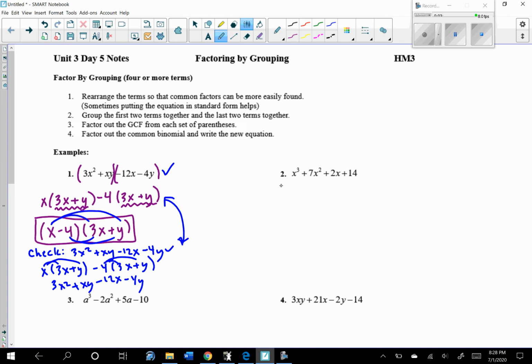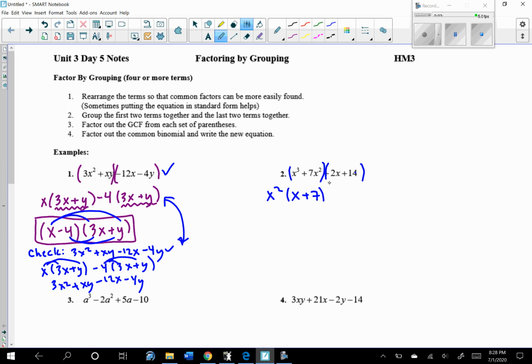Looking at number 2, same thing. So this is degree 3, 2, 1, and 0 because there's no x to a power there. So x to the 0 power, degree 0 when you have a constant. So group the terms. Then look for your GCF. So what's common between these two? X squared. So this becomes x plus 7.